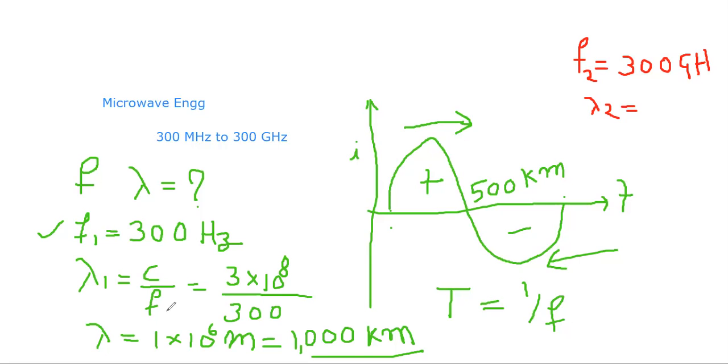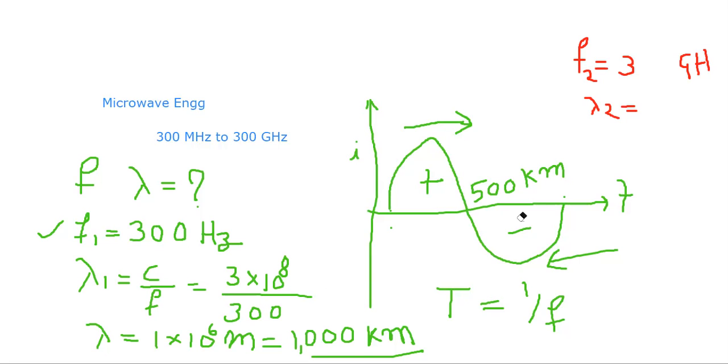But instead of 300 hertz, f2 will be how much? 300 gigahertz. Actually, I'll take 30 gigahertz, or even 3 gigahertz is okay, for better understanding. You can take anything. So 3 gigahertz. Gigahertz means what? It is 1 into 10 to the power how much? 9. So 1 into 10 to the power 9.